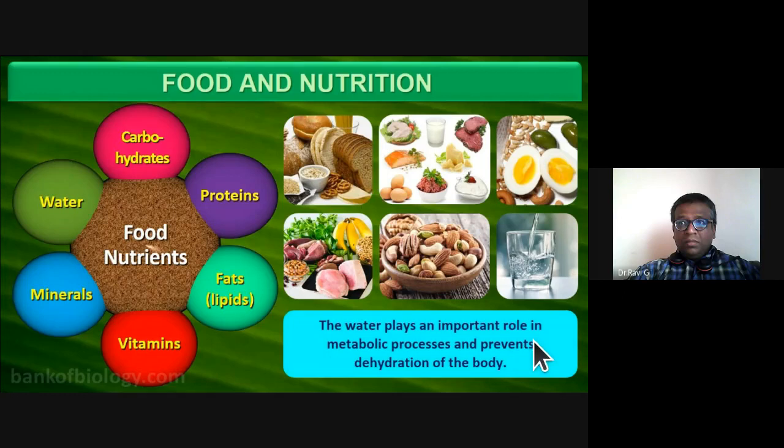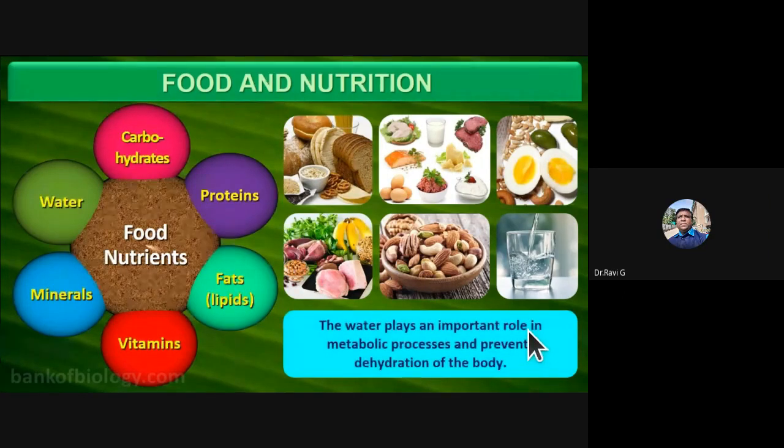Many of us do not consume much water. So it's better that we consume at least 2 liters of water for a healthy metabolic process and to prevent the dehydration of our body. So the consumption of water might vary as per your body weight also.